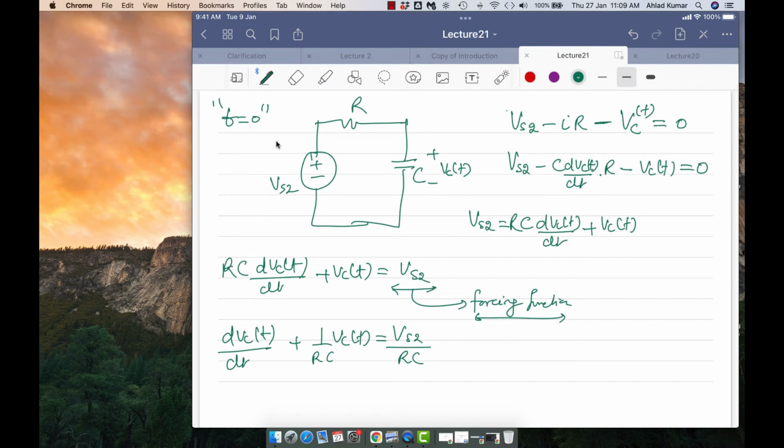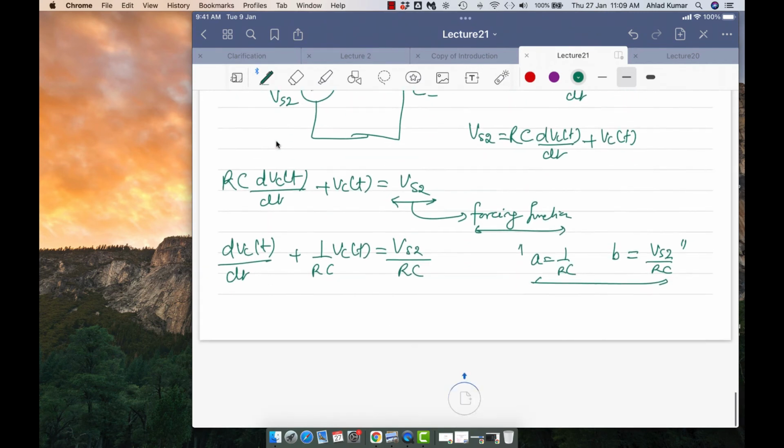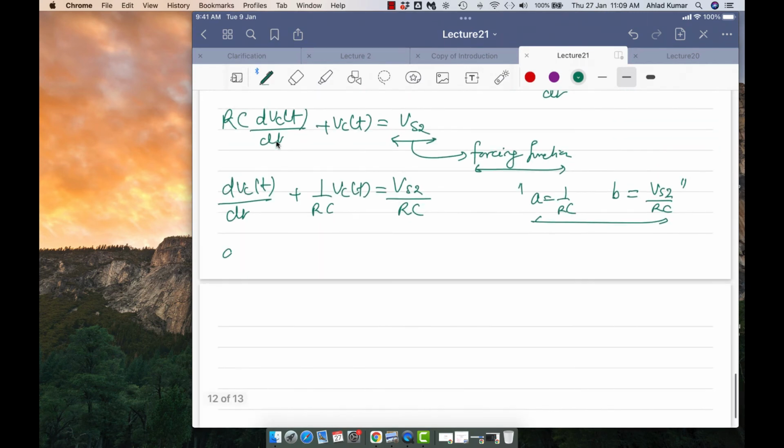Okay, and then what I can do is I can actually take two terms. A as 1 by RC, as we had done earlier, and then I will take B as Vs2 by RC as a new coefficient. So if I do that, then what will I get? I will get dVc(t)/dt plus A Vc(t) equal to B. So this is the equation that we will get here.